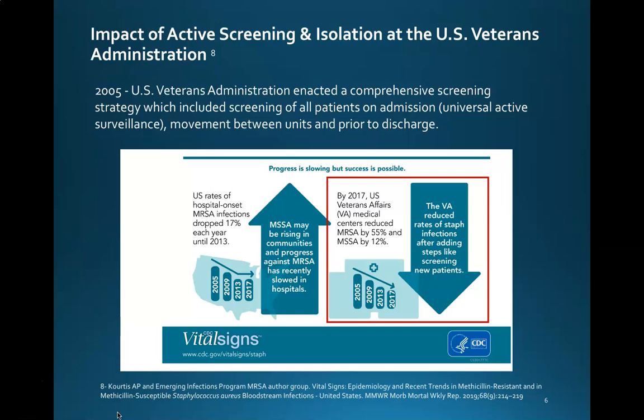And if you look at the right side of the infographic in the red box, you'll see that by 2017, as a result of that, the Veterans Affairs Department was able to reduce MRSA by 55% and also reduce MSSA, susceptible staph, by 12%. Now, in comparison, on the left side of the slide, the remainder of the US was able to reduce infections, but not at as dramatic a rate, and they really leveled off in 2013. So this, once again, is an example of how active surveillance screening, in particular universal screening of all patients, can have a dramatic impact on prevalence of an organism.